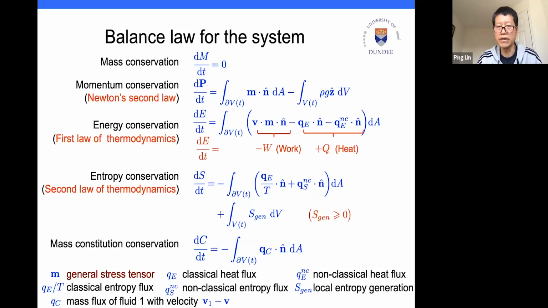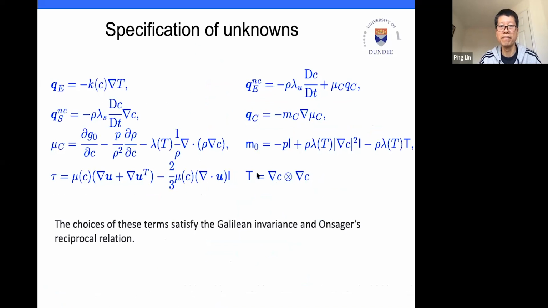Anyway, these are the balance laws of the system. So how do you derive the equations? You just work out all these derivatives, because you know the quantities we defined on the previous page. And then eventually you can get the expression for the entropy generation term. Because entropy generation has to be non-negative, that limits the choice of your QE and QS here. Then you can find the expression for these non-classical terms. These are classical terms.